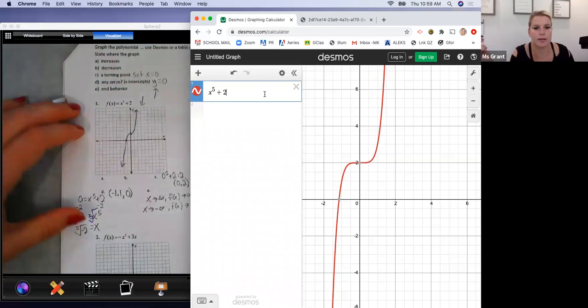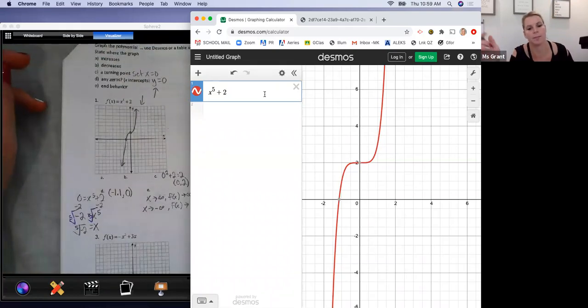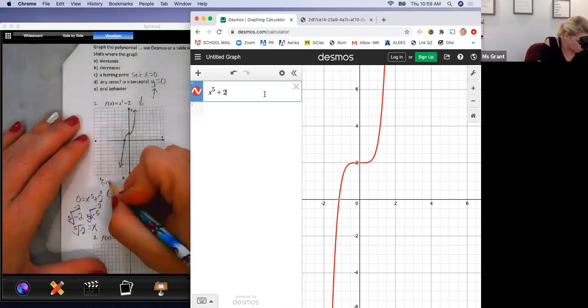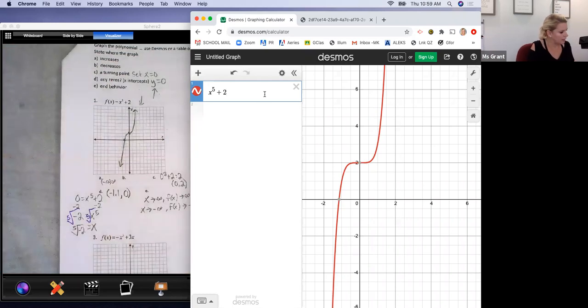You guys, this graph increased. So now I'm going to look at my part A and part B. Where does it increase? Where does it decrease? And wow, I'm going to teach all the way till the bell, guys. It increases the whole time. It's constantly going upward. That's all numbers. Negative infinity to positive infinity.